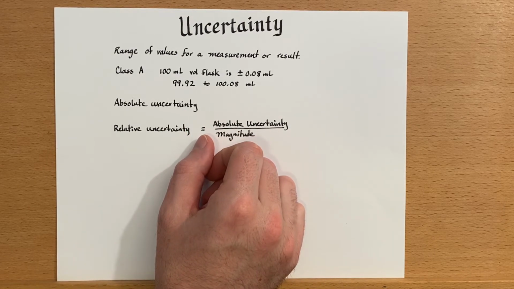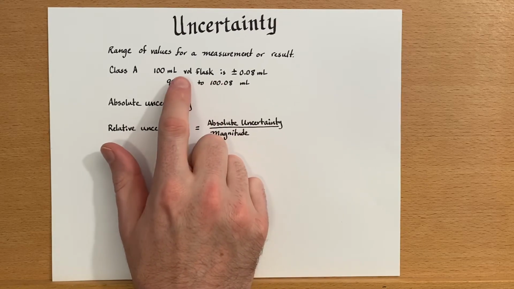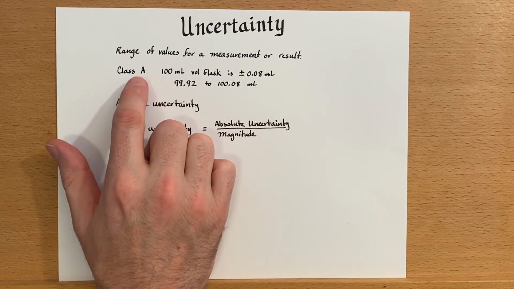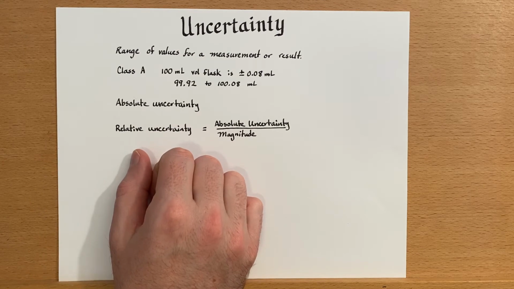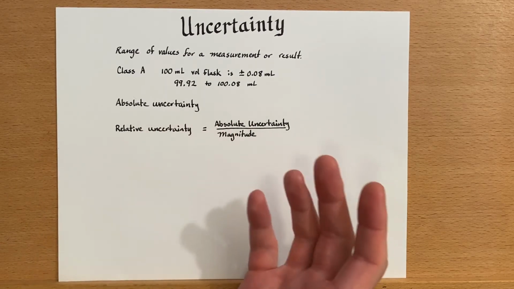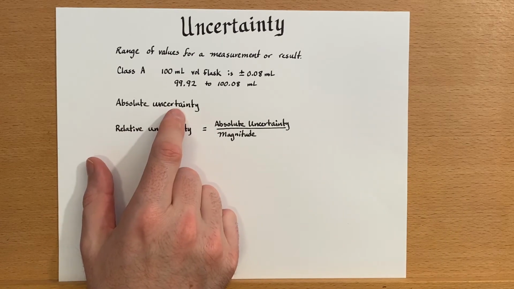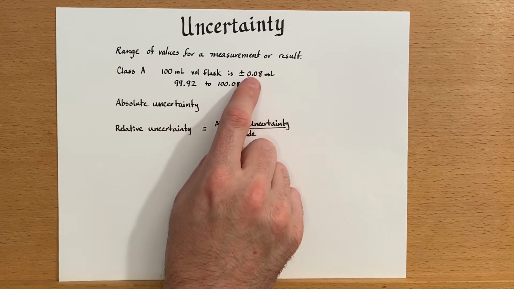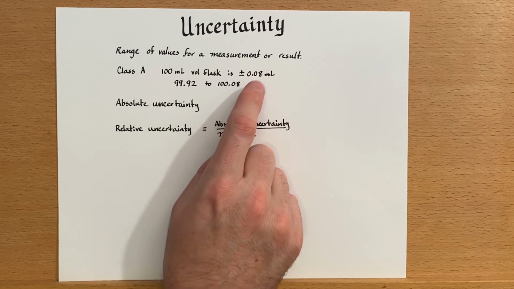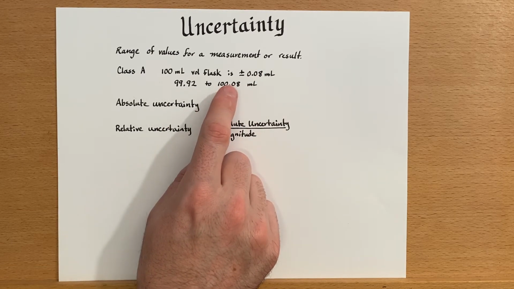And if we do that, we'll often get a better result than this standard Class A, just simply by calibrating it. All right, well, anyway, absolute uncertainty is expressed in the same units, and you could just add and subtract to get the range.